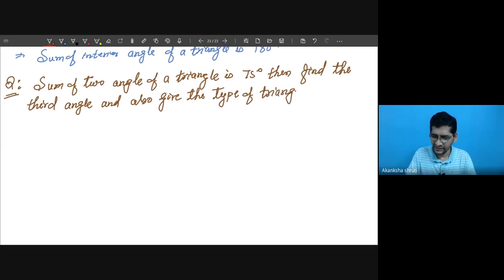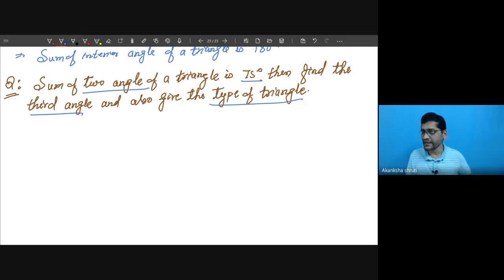Students, here the sum of two angles is given as 75 degrees. So understand, the two angles' sum is this one. We have to calculate the third angle and the type of triangle. Type of triangle means whether it is a right angle triangle, equilateral triangle, acute angle or obtuse angle triangle; those things we have to write. Student, it is very easy to understand.